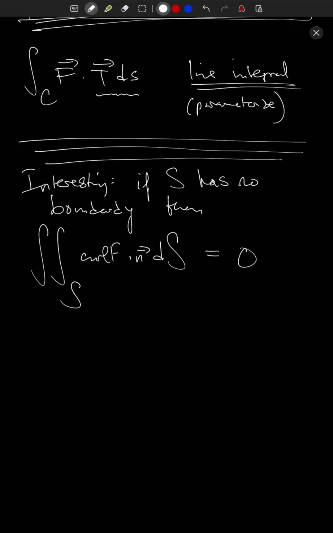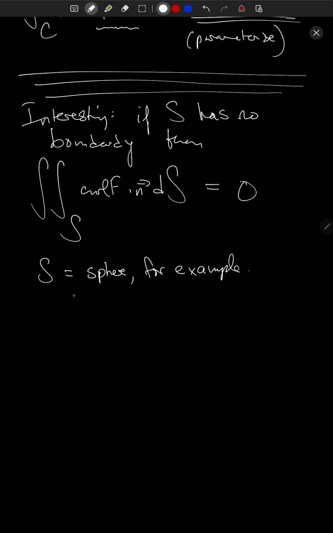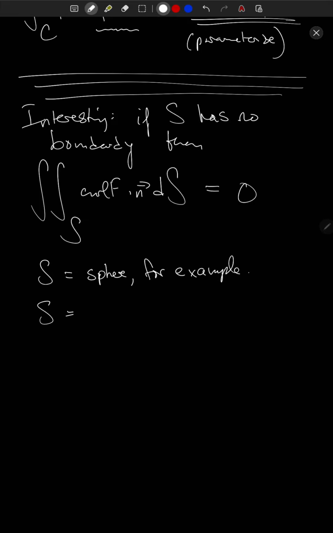Okay. What would be such a surface? For example, a sphere. Or anything that's closed up. So if I say S equals the paraboloid plus the cap, then there's not going to be a boundary.